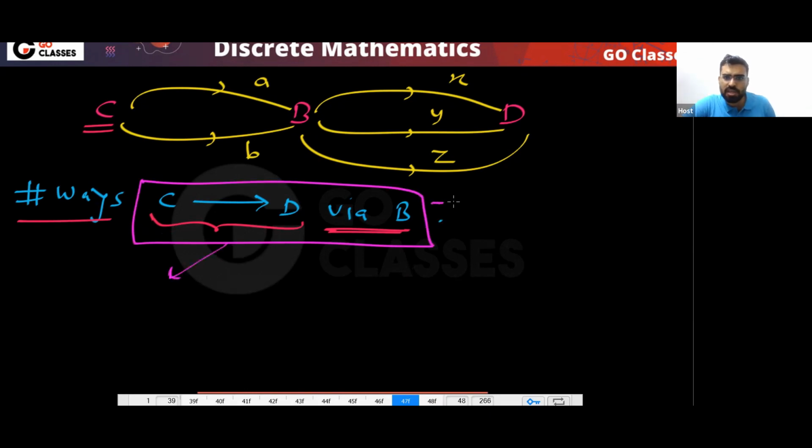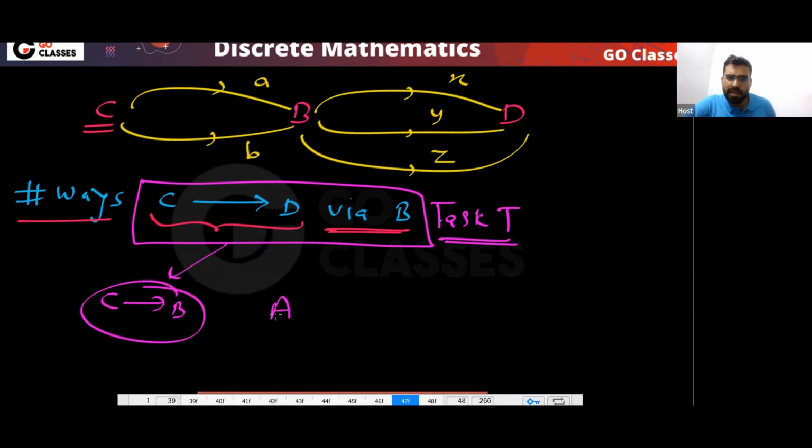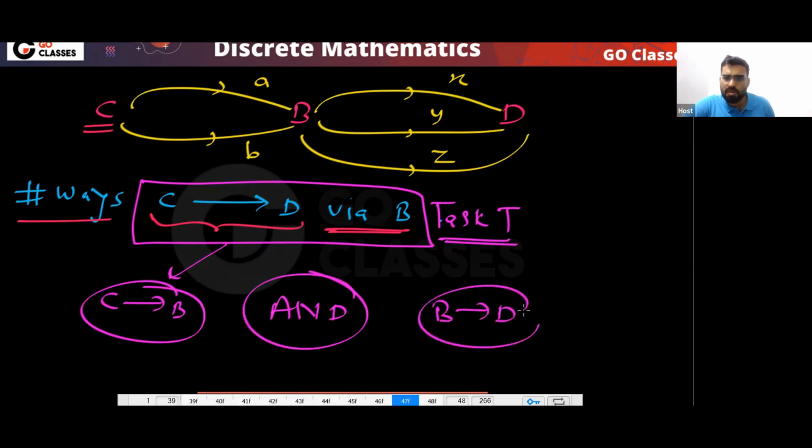Remember, this is your main task T. To complete this task, you have to complete this task, and this, and you have to complete this task. Okay, so this is the idea. Very simple. You have to go from Chennai to Bangalore, and you have to go from Bangalore to Delhi. This "and" must be there.